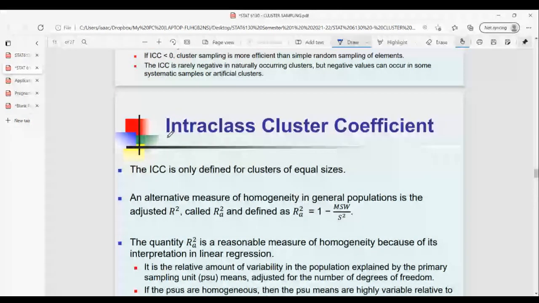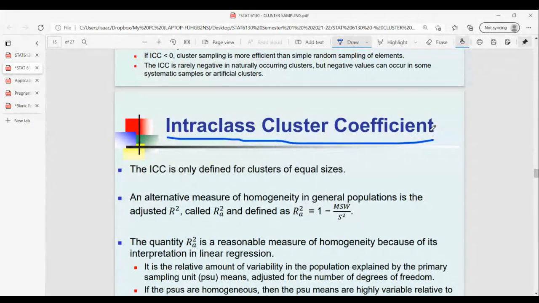Now, the intraclass cluster coefficient, the ICC, is only valid for clusters of equal size. So this is the only time when you could use the ICC. But there will be many instances when this does not hold true, right? There will be instances when the clusters will have different sizes, and that takes place most of the time when you do sampling. The clusters will not have the same size. It's almost a given.